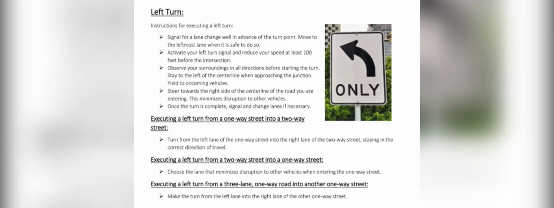Left turn. Instructions for executing a left turn. Signal for a lane change well in advance of the turn point. Move to the leftmost lane when it is safe to do so. Activate your left turn signal and reduce your speed at least 100 feet before the intersection. Observe your surroundings in all directions before starting the turn. Stay to the left of the center line when approaching the junction.